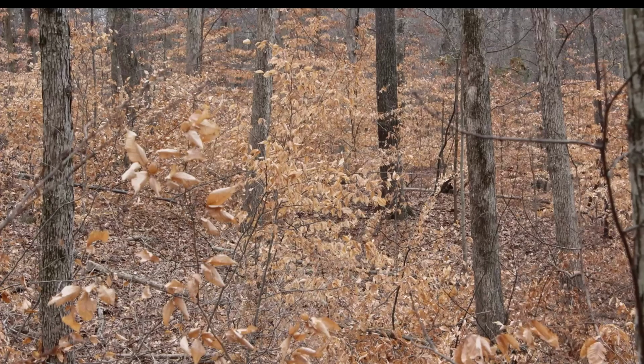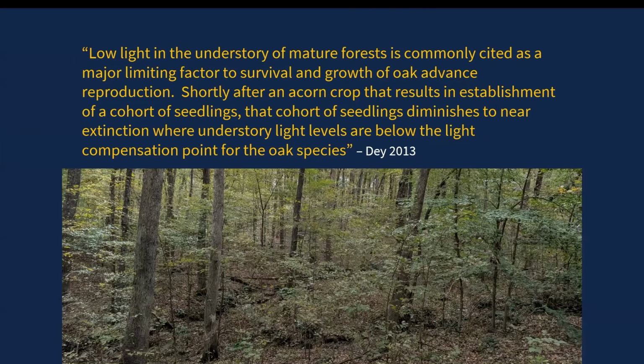Same thing can be said for beech and some of these other very shade tolerant species. And so what we have in these situations over the years, this development of these dense, darker forests, we see things like Day said here, where low light in the understory of our mature forest is one of the limiting factors to the survival and growth of oak reproduction.